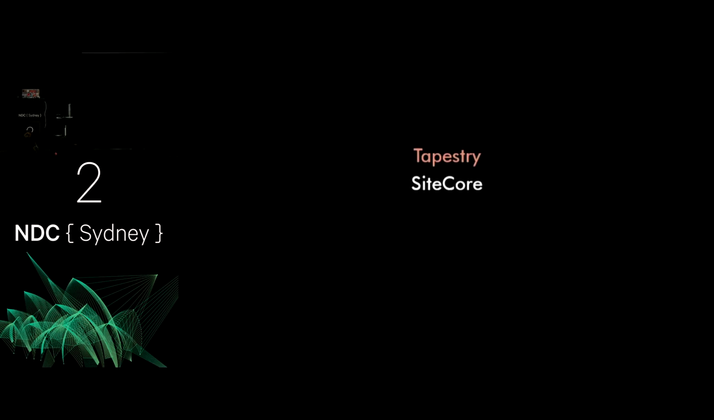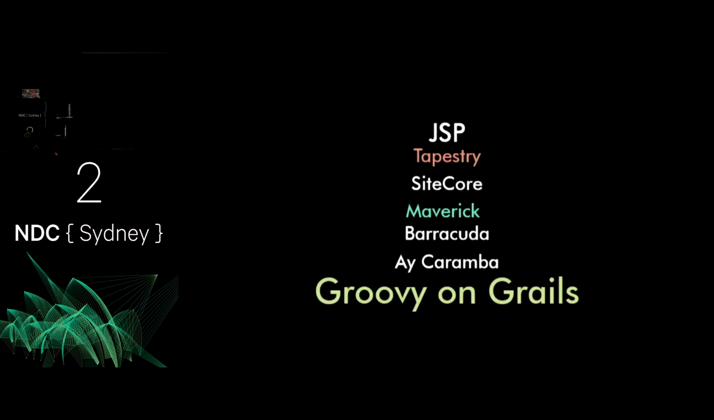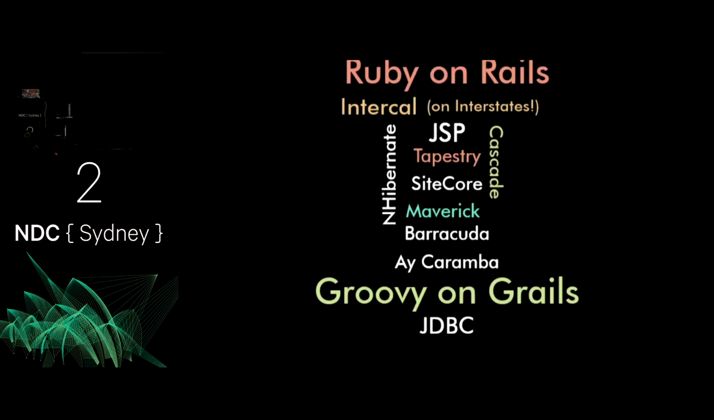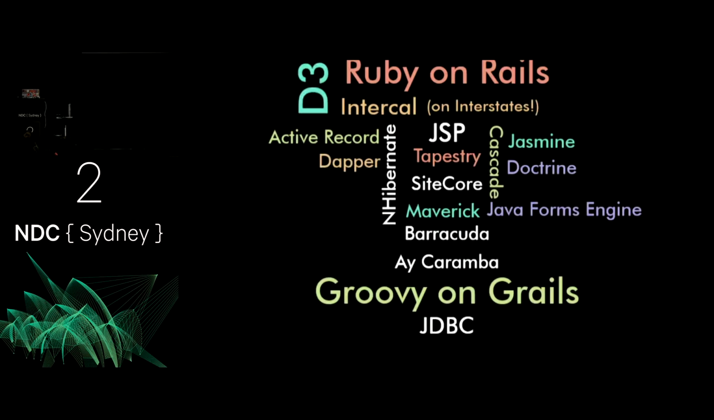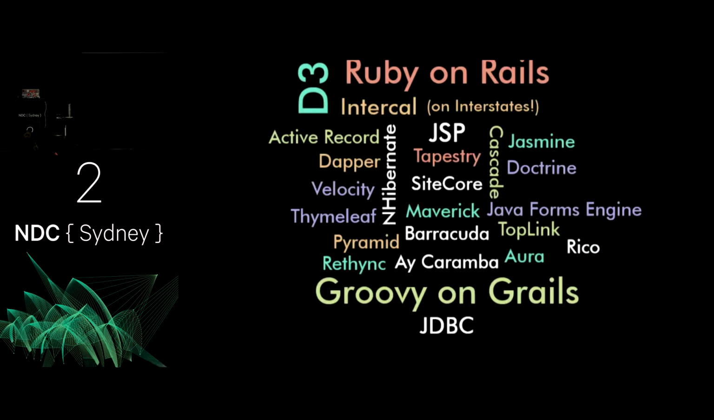Sidecar, tapestry, maverick, and JSP, barracuda, Akarama, groovy on grails, intercal on interstate, cascade and hibernate, JD, BBC, ruby on rails, jasmine, doctrine, Java forms, engine, active record, D3, dapper and velocity, time leaf, top link, pyramid, rethink, aura, Rico, Midori, and Mojito.